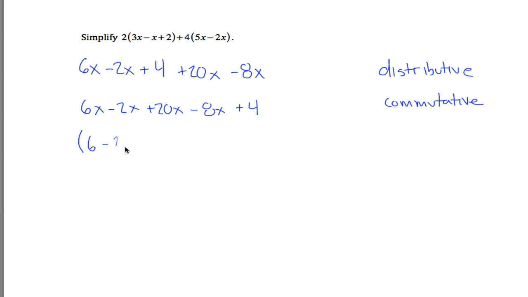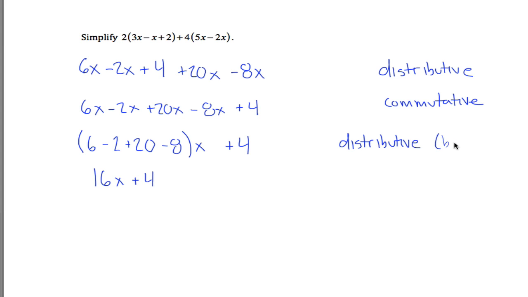apply the distributive property in reverse, we get this 6 minus 2 is 4. 4 plus 20 is 24. And 24 minus 8 is 16. So we get 16x plus 4. This was the distributive property in reverse. Which takes me to this answer.